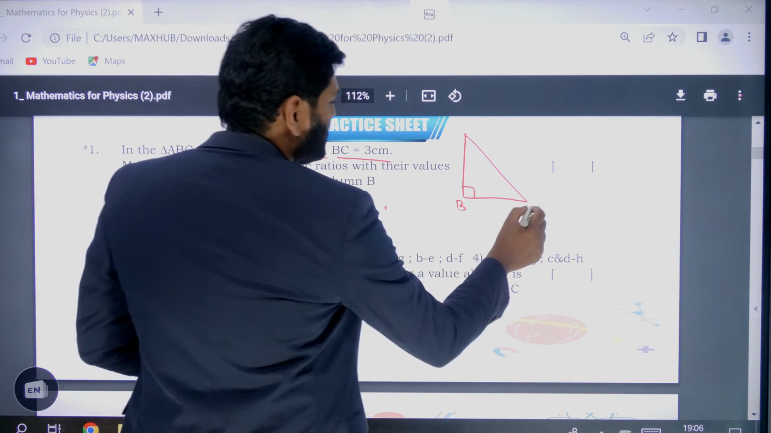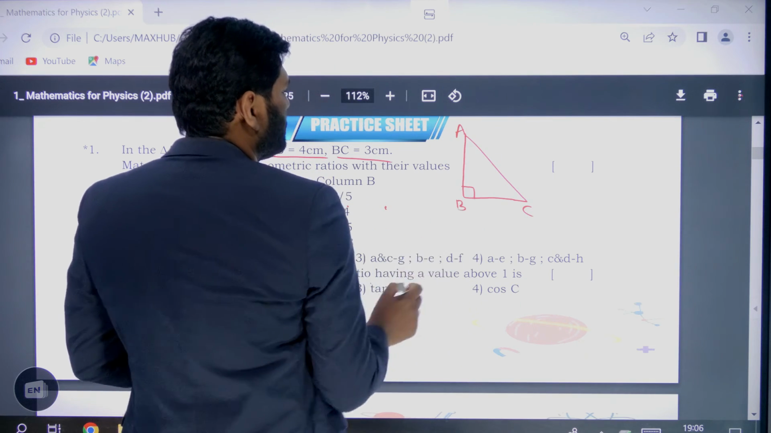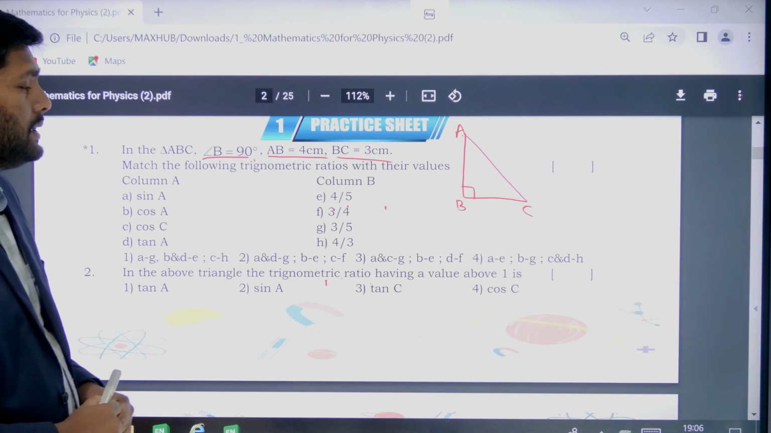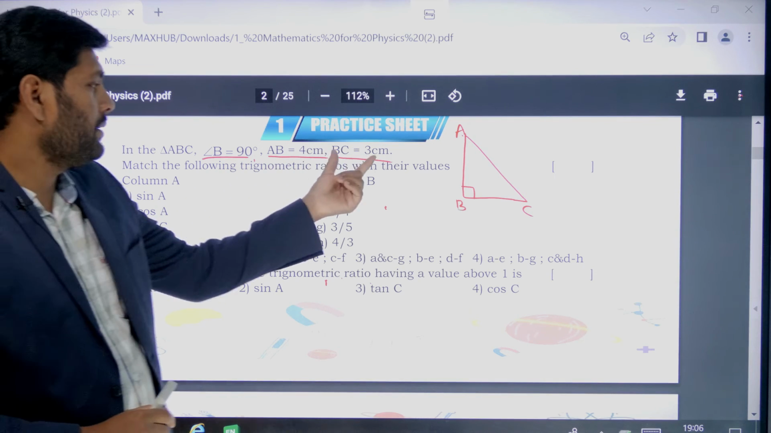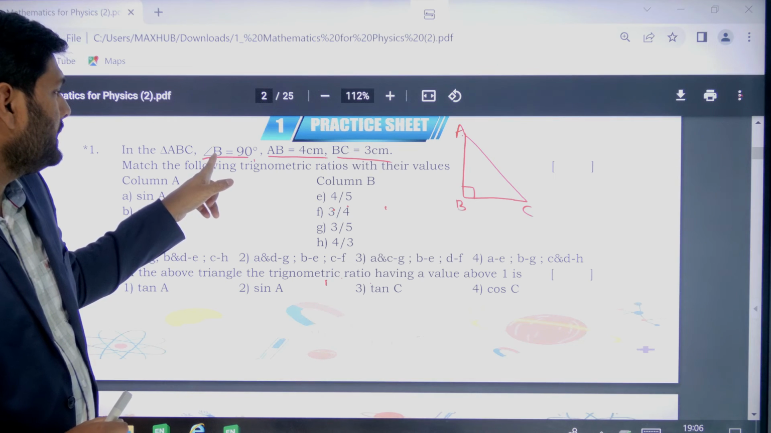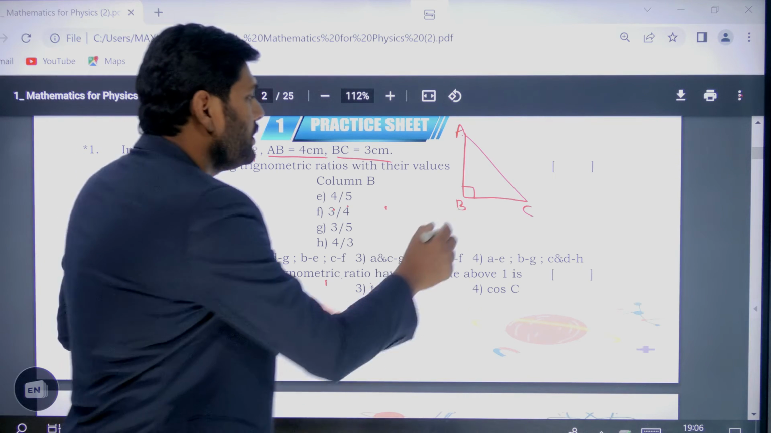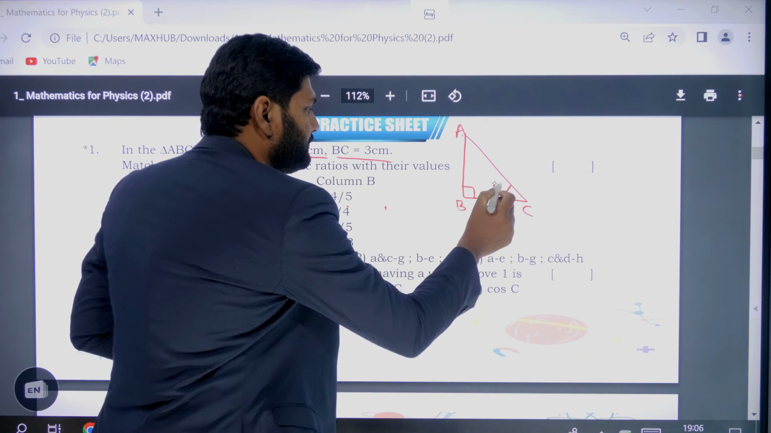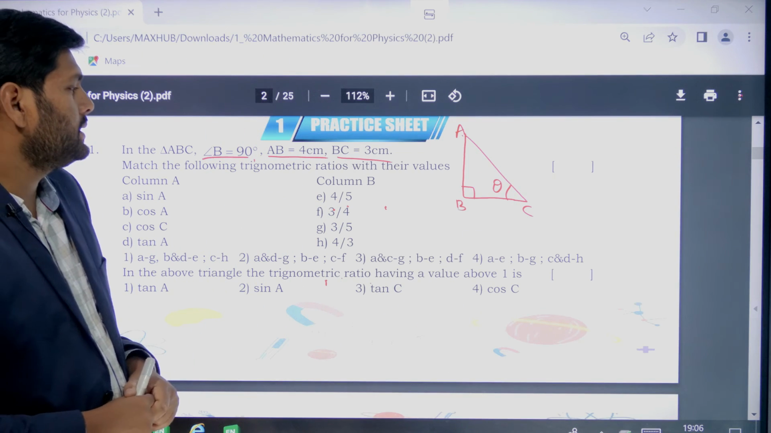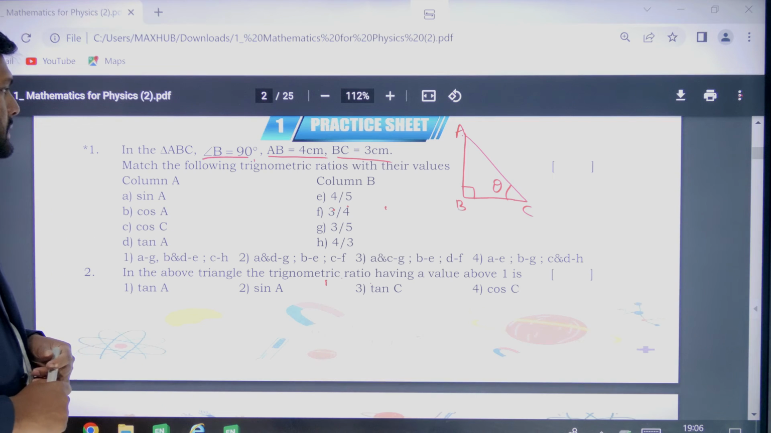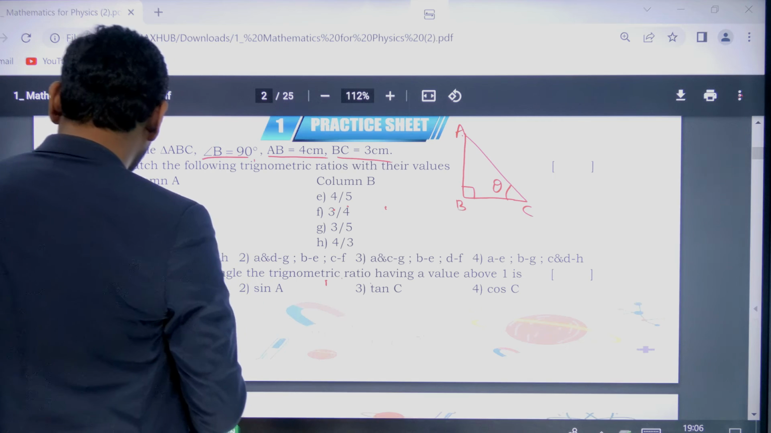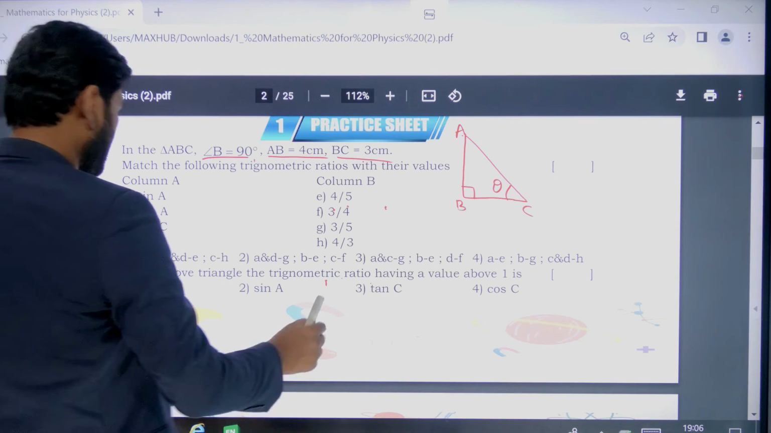Now AB is 4 centimeter, BC is 3 centimeter. Look here, you can take this as C and this as A. So this AB is 4 centimeter and BC is 3 centimeter. Here angle B is 90 degrees. So let us consider this as theta. Observe that when it is theta, sin A means what angle you must take? Sin A means you must take the angle here.